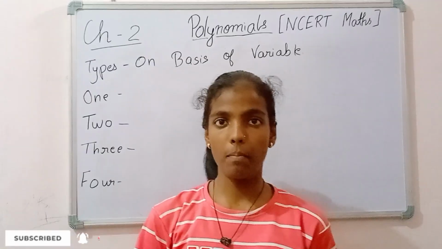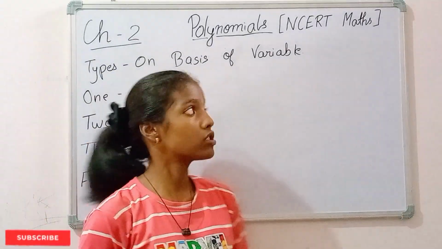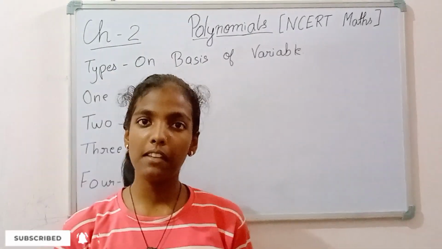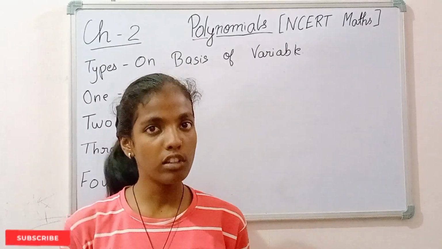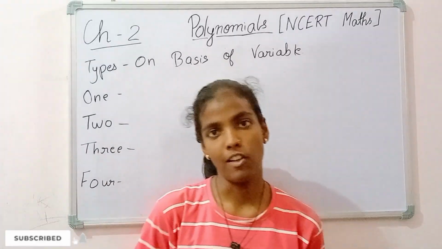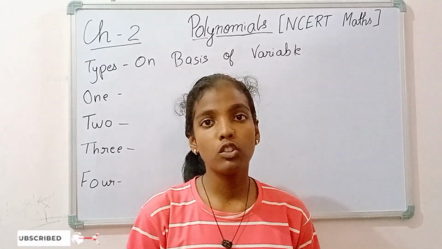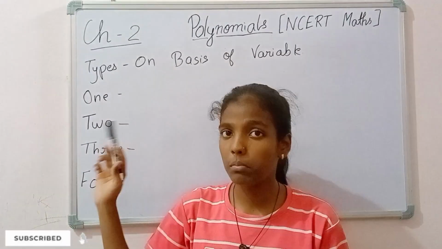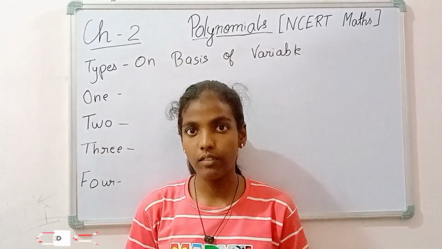So our next topic is types of polynomials on the basis of variables. I have already told you variables means alphabets that are used in our algebraic expressions. So here the types of polynomials on the basis of variable are of 4 types. First one is 1 variable, 2 variable, 3 variable and 4 variable.